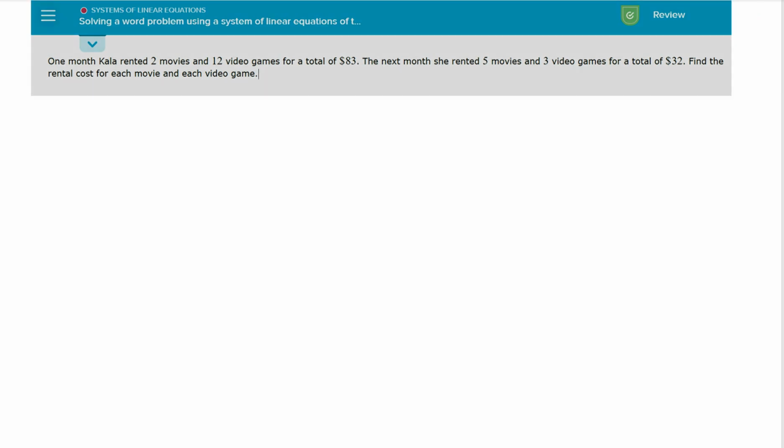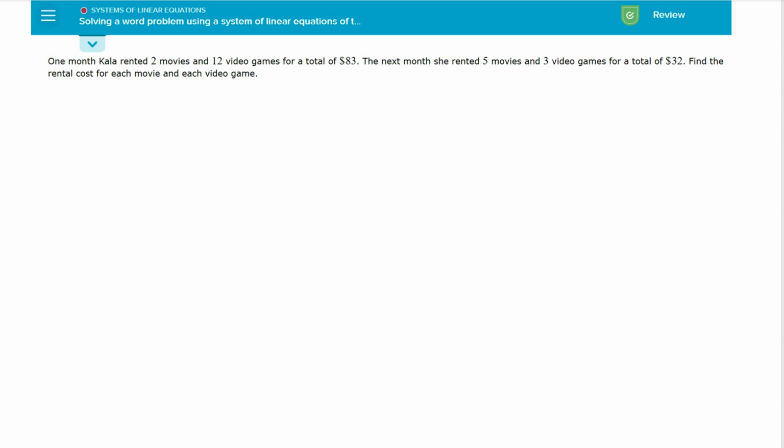All right, we are solving word problems using a system of linear equations of the form ax plus by equals c, I think is what it said. Yeah, just kind of cut it off there. All right, so it's a system of equations.